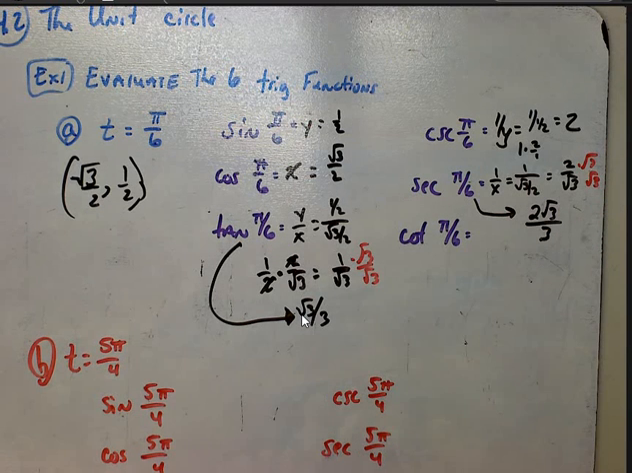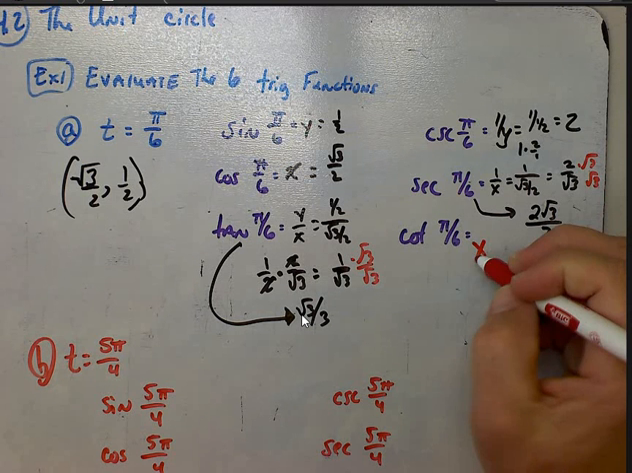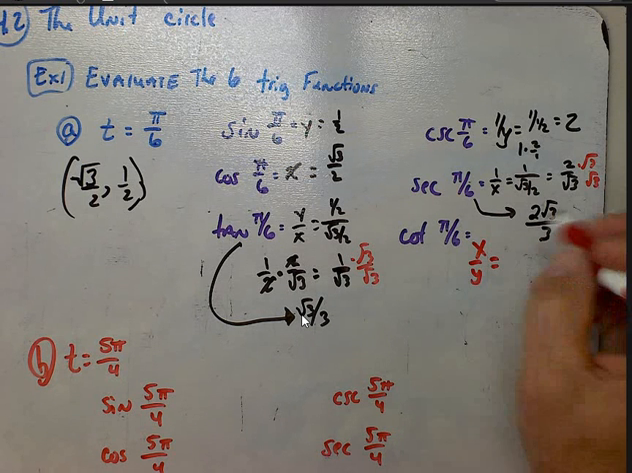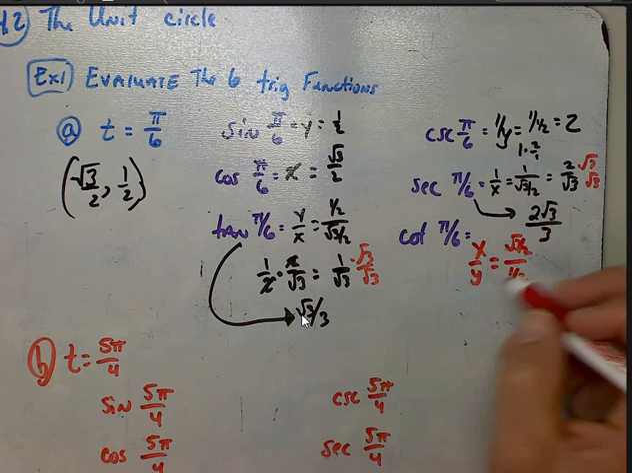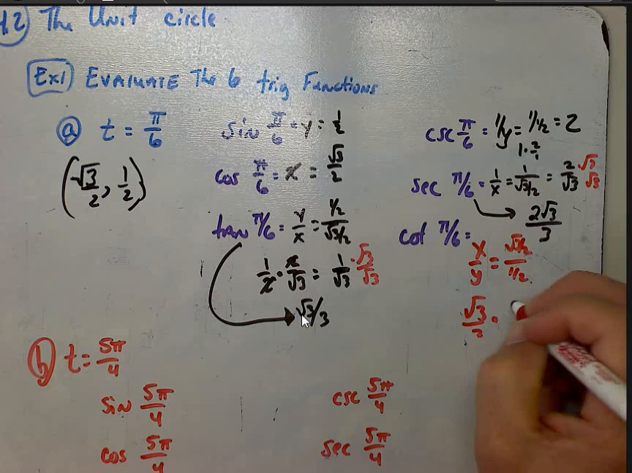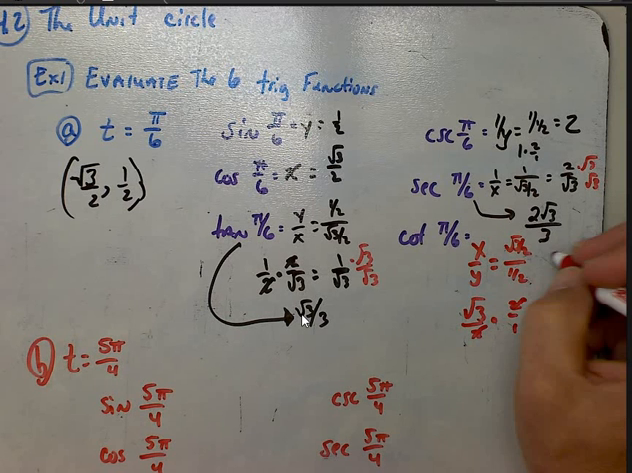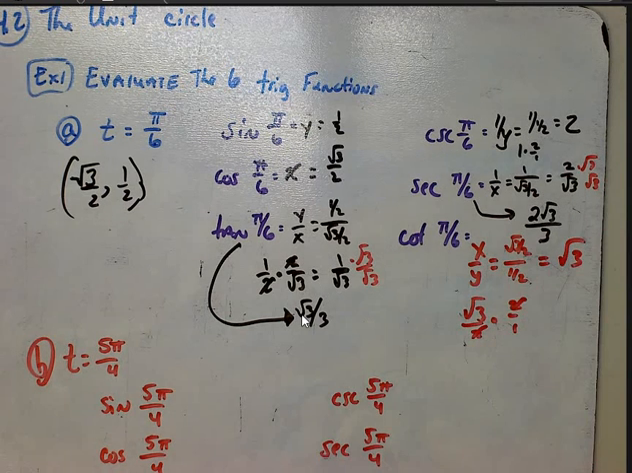Then the cotangent is going to be equal to x over y, which is equal to square root 3 over 2 over 1/2. So that'd be square root of 3 over 2 times 2 over 1. The 2's cancel. So the cotangent is going to be square root of 3. That's how you find those.